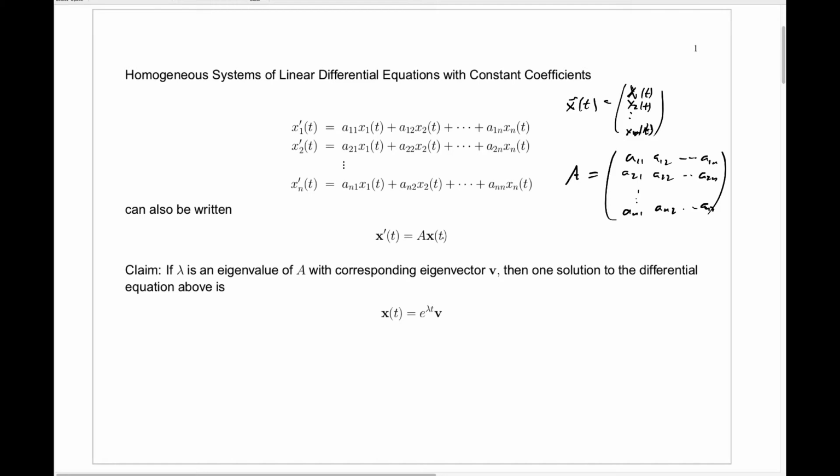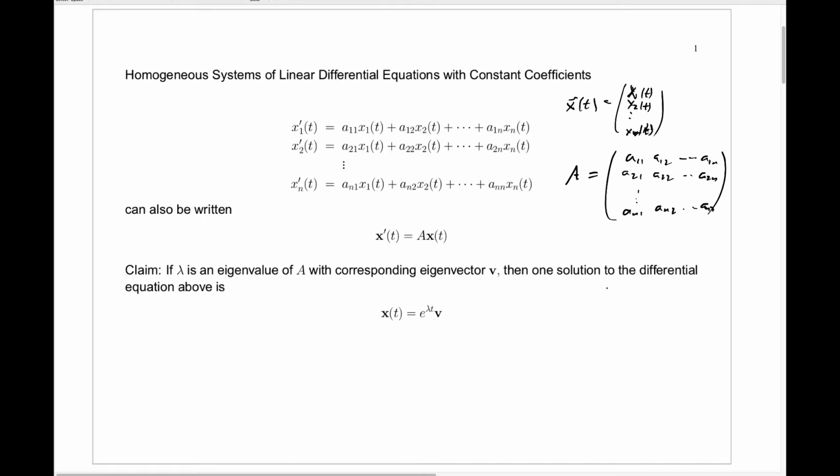And the question is, how in the world are we going to find these functions x1 through xn that make this system work? Well, based on the earlier stuff we did, there's a reasonable guess. And so I'll just show you that guess. The guess is that if lambda is an eigenvalue for the matrix A with corresponding eigenvector v, then one solution to the differential equation is this vector x of t equals e to the lambda t times v.